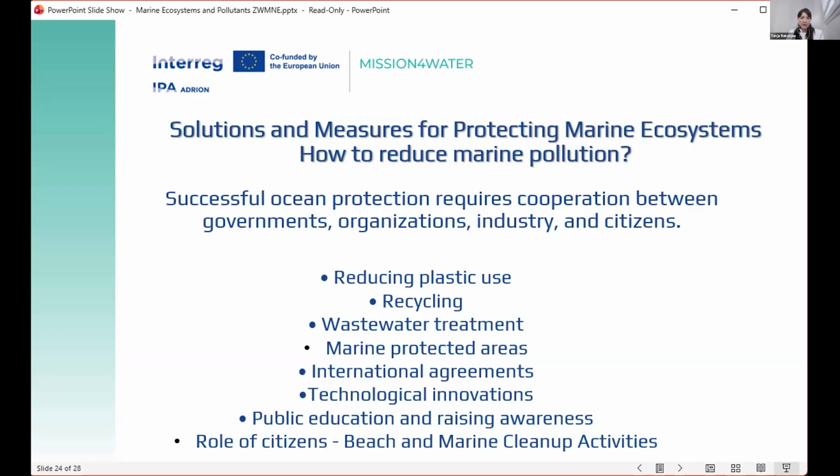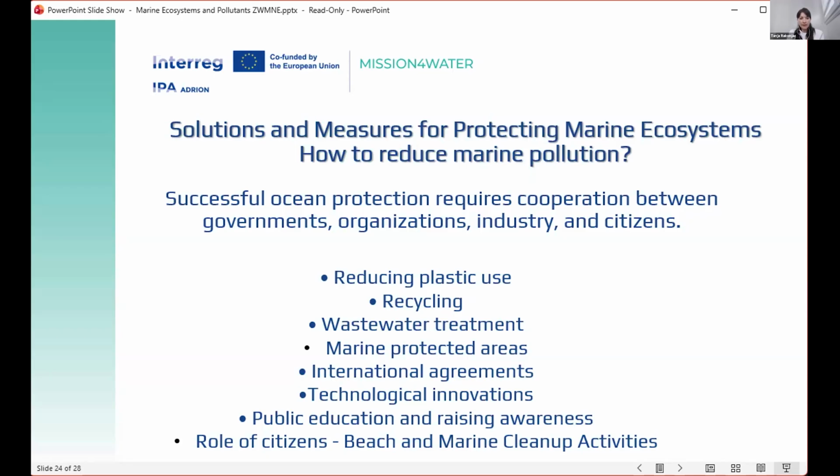Successful ocean protection requires cooperation between government, organizations, businesses, industry, and citizens. We can start with reducing plastic use. One of the most important steps is reducing the use of single-use plastics, such as plastic bags, bottles, and cutlery. Using reusable products can significantly reduce the amount of waste that ends up in rivers and then the seas and oceans.